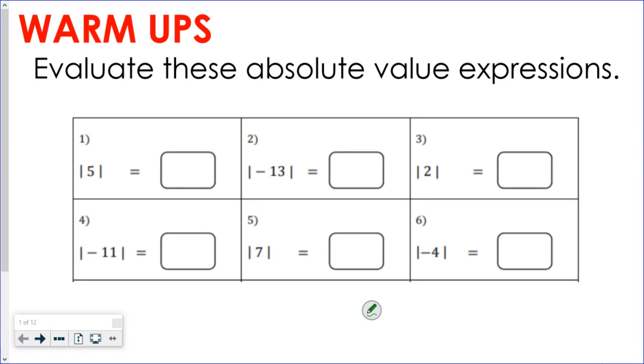Okay, check your answers. Are you getting 5, 13? Because remember, absolute values have to be positive. 2, 11, 7, and 4. Remember, in order to get rid of those absolute value symbols, these lines, you are finding distance from 0. So that's always positive.